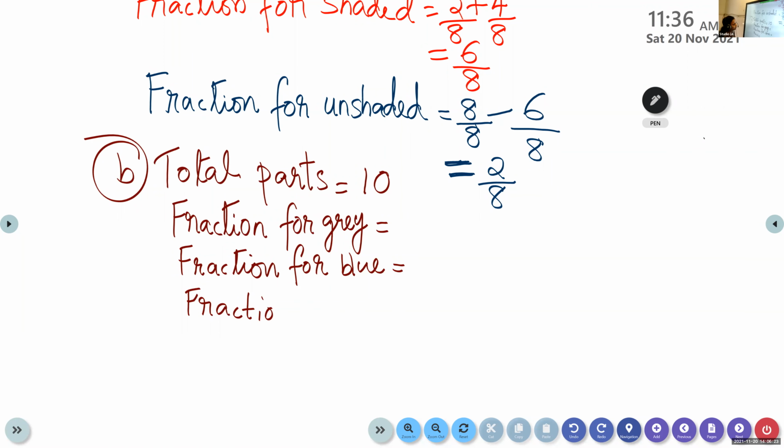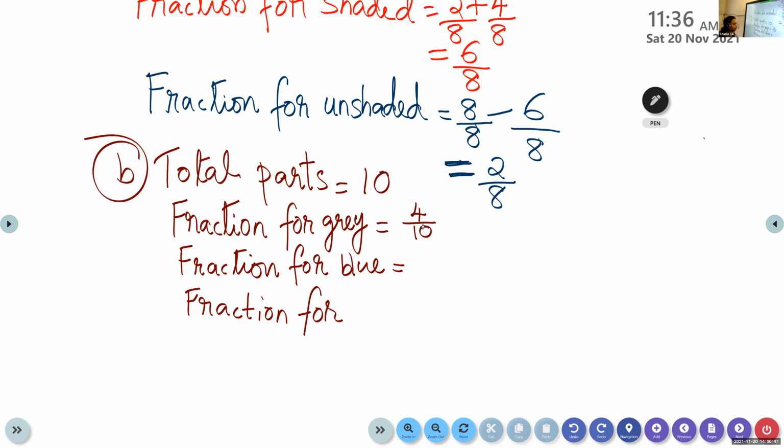Angeline, tell me the fraction for gray color. Look at question number B. Ma'am, 4. A fraction means there is a numerator and denominator. 4 by 10. So numerator by denominator, that is fraction form.